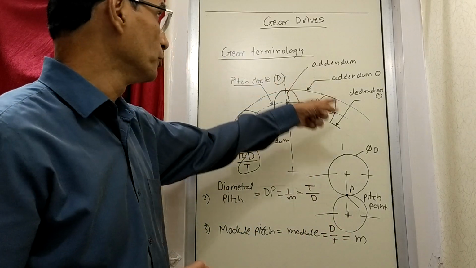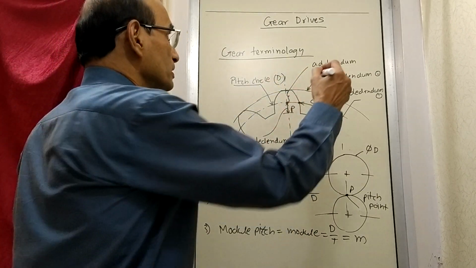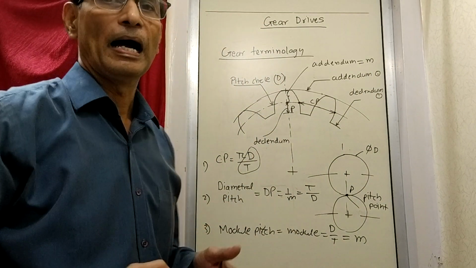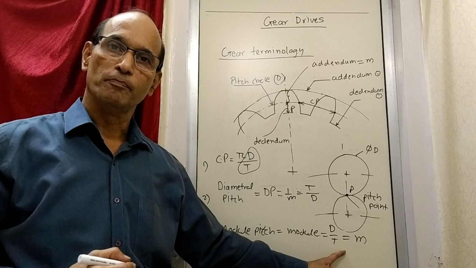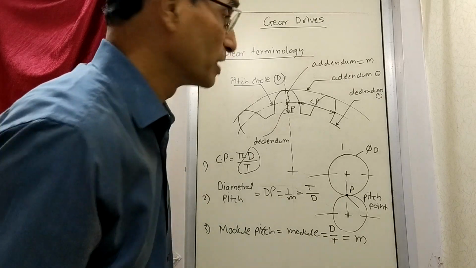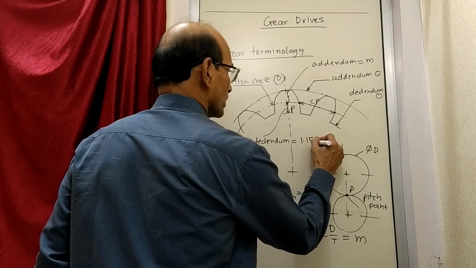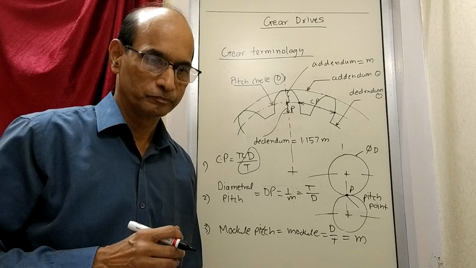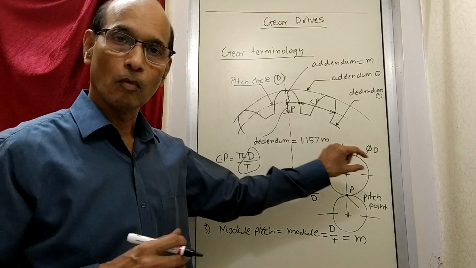Incidentally, the terms which we have used here earlier, this distance just now we have seen, it is called as addendum. This addendum is always equal to the module m. Addendum is same as, the value of addendum is same as this module pitch. Okay. Then there is something called as dedendum. Here this is 1.157 times the module.